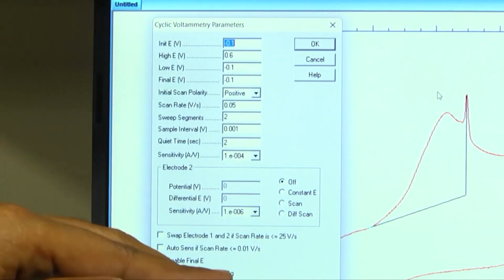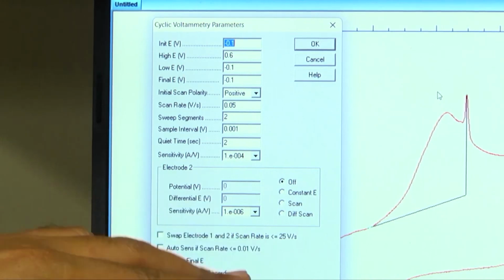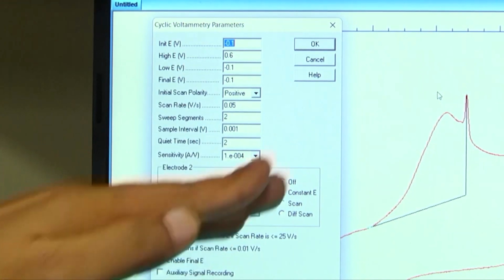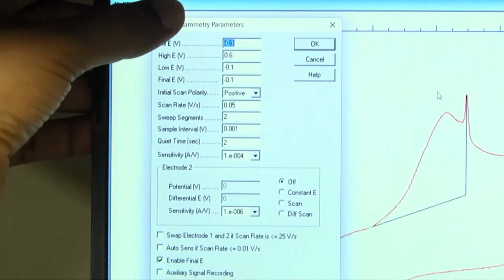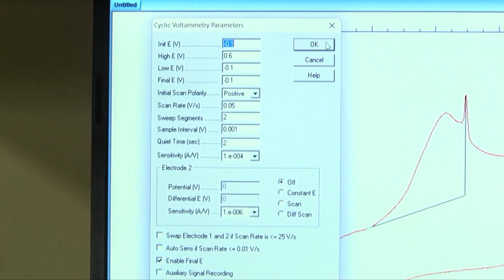As I told you, the solution is potassium ferrocyanide, which is in the iron 2 oxidation state. That is why first it will oxidize, then it will reduce, and that is why we set the parameters like this. So, let us start the technique, then you can see the shape of the cyclic voltammogram.